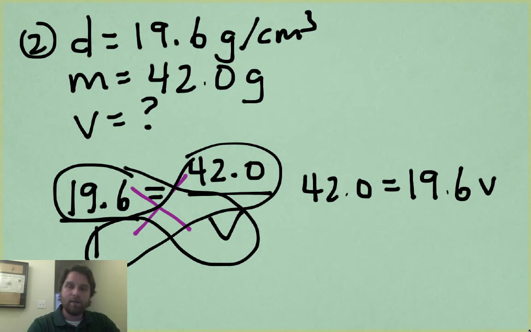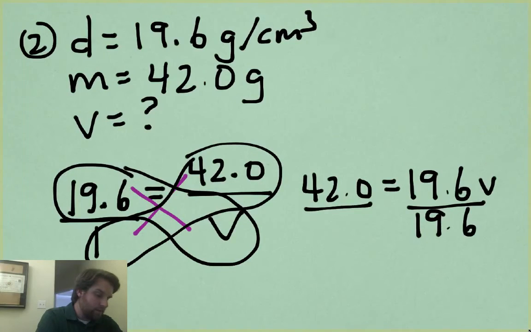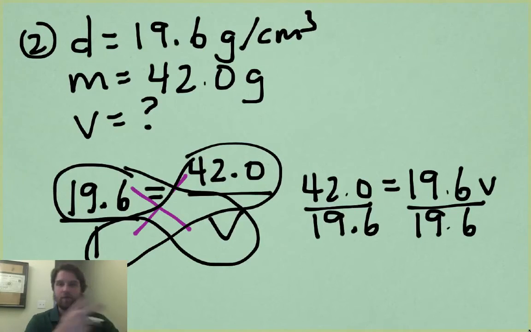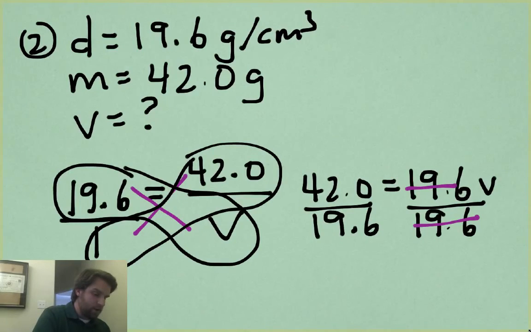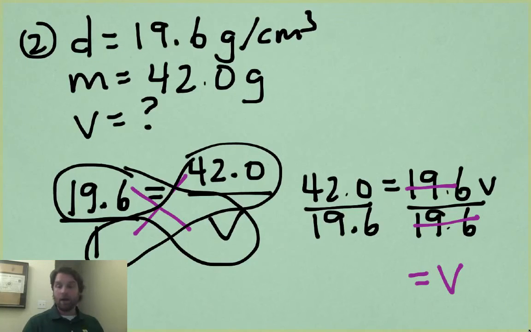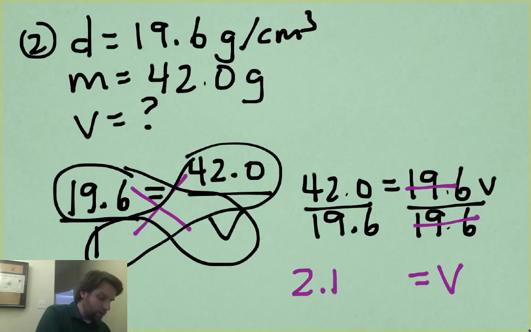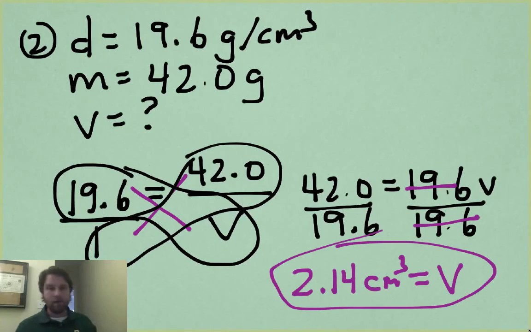So now, how do we get V by itself? We divide both sides by 19.6. Why do we divide by 19.6? Because 19.6 is multiplied by V, so to get rid of it, we do the opposite of multiply, which is divide. All right? Sorry if you already remember this stuff. So these numbers are going to cancel out. We're left with just V on this side, 42.0 divided by 19.6. Our answer is going to have 3 significant figures, so that gives us 2.14 cubic centimeters. Okay, that's a really easy way to do that.